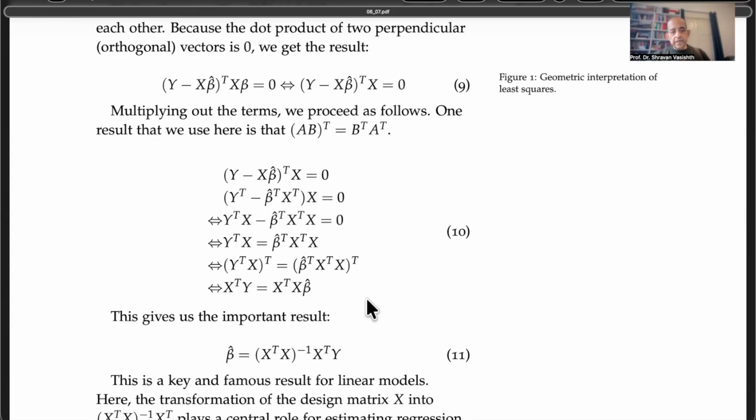So this gives us a very important result that I can now solve for beta hat given the design matrix and the data. So how do I do that? I pre-multiply this term with the inverse of x transposed x. If I pre-multiply both sides with the inverse of x transposed x, I wipe out this term here, because any matrix multiplied by its inverse gives you the identity matrix. So I can just drop that.